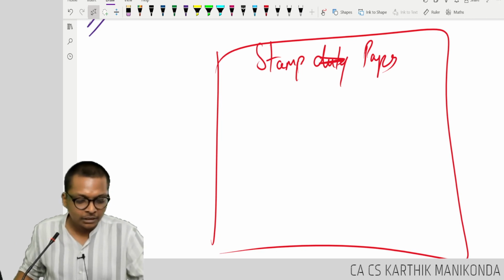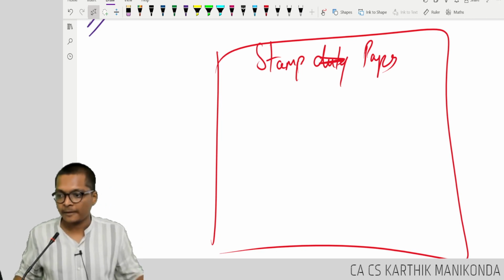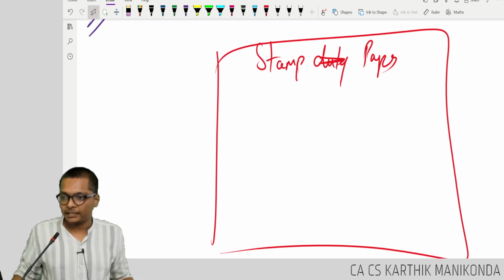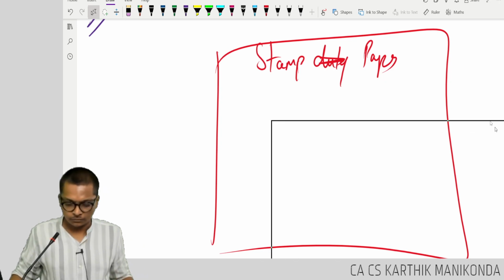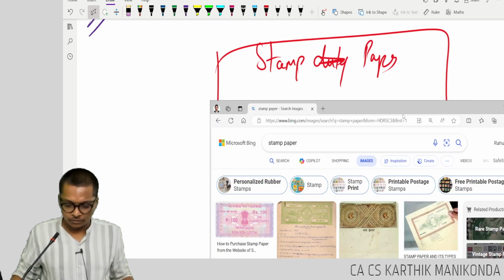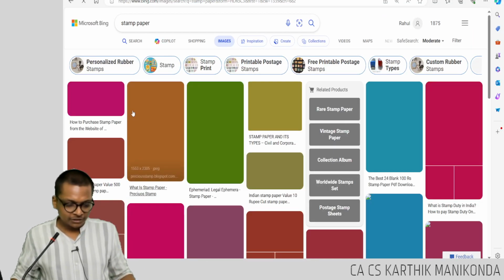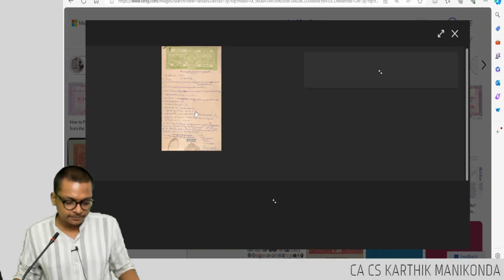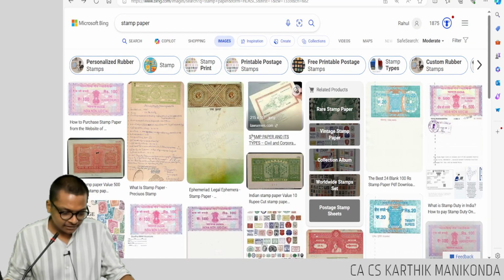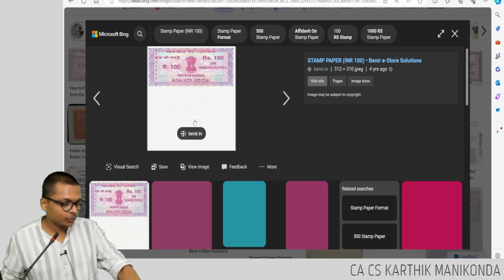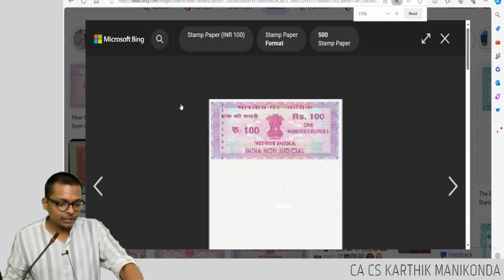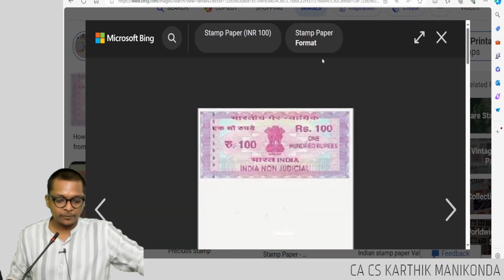who have not seen. Stamp paper is still very much validly used. So this is how a stamp paper looks. Can you see, guys? Yeah, this is how a stamp paper looks. You have seen 100 rupees stamp paper, 50 rupees stamp paper, all of that.